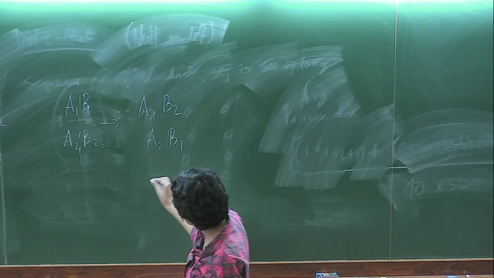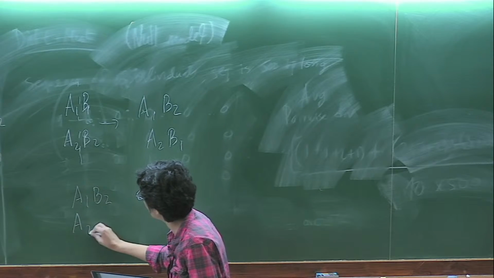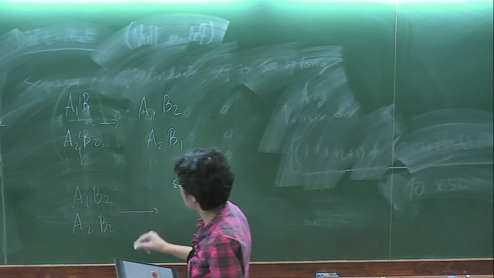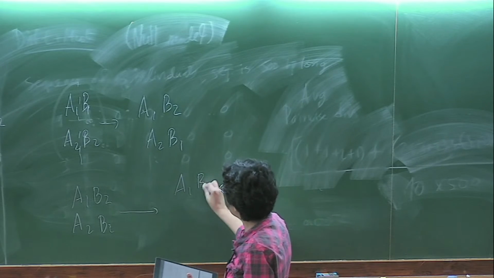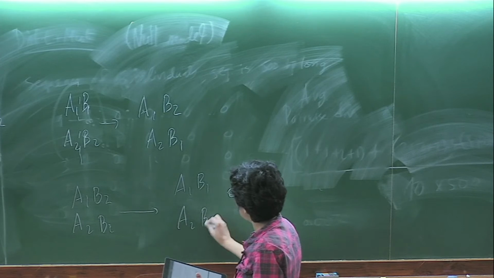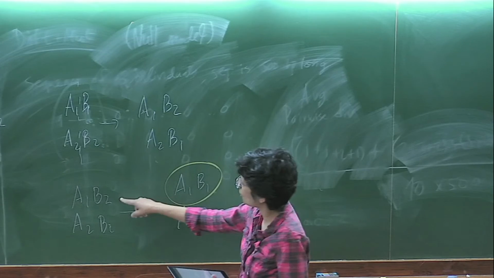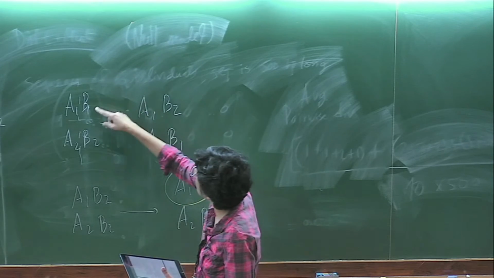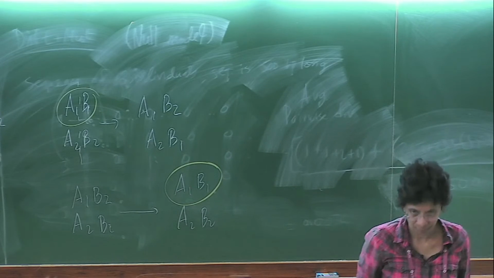Suppose I look at the back process, right? What will this give me? A1, B1, A2, B2, right? So A1, B1 can be increased through this recombination and decreased through this recombination, right? So you can write down stuff like that, okay?